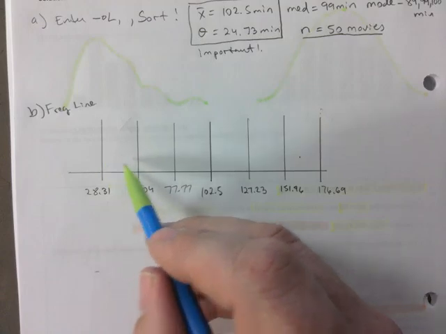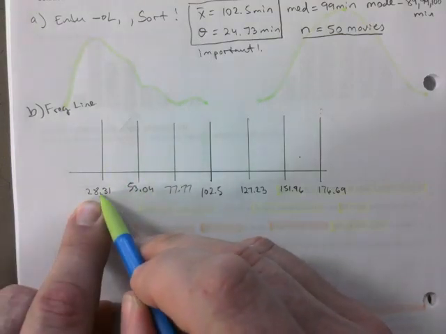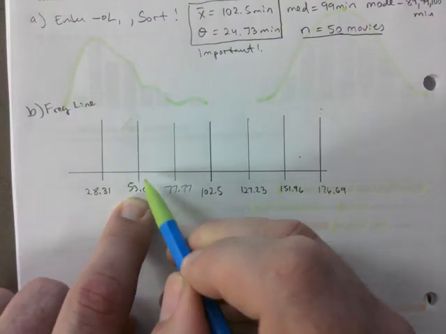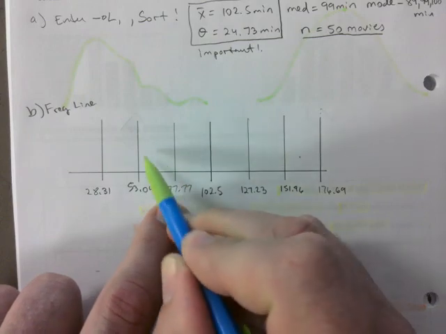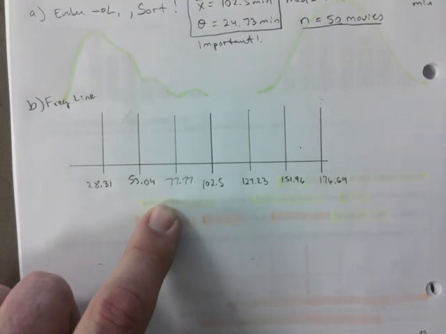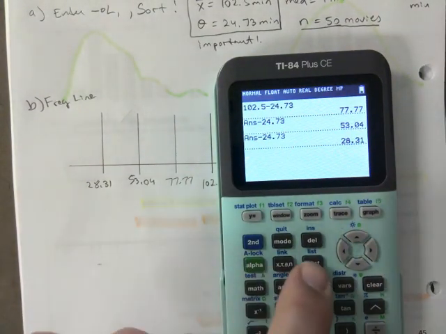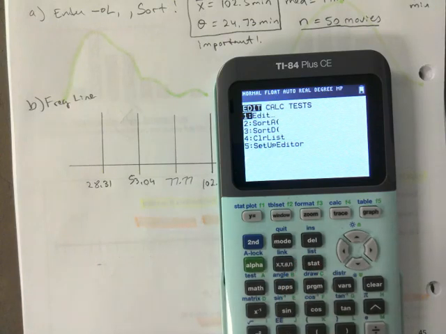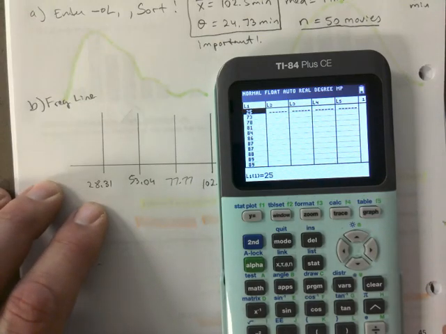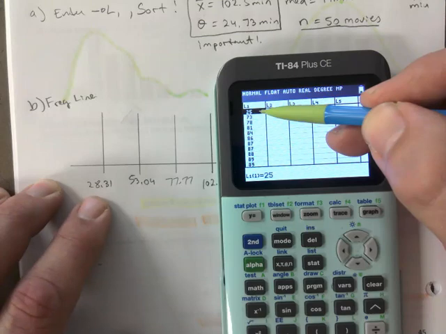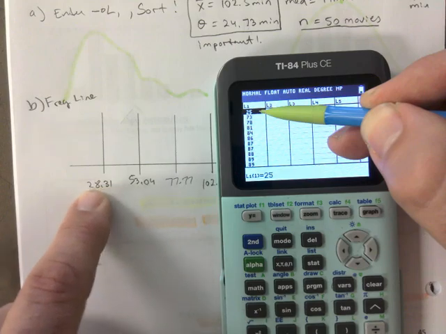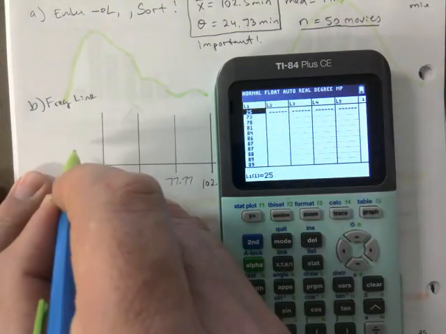So this bin right here will have any values that are between 28.31 to 53, they will go in here. Anything that's 53.04 to 77.77 will go in here, and so forth. This is where you grab your sorted list. Okay? Grab your calculator, go stat, edit. This is already organized. Where does the 25 go? Does it go into this bin? It's smaller than this, right? So the 25, you just put it out here.